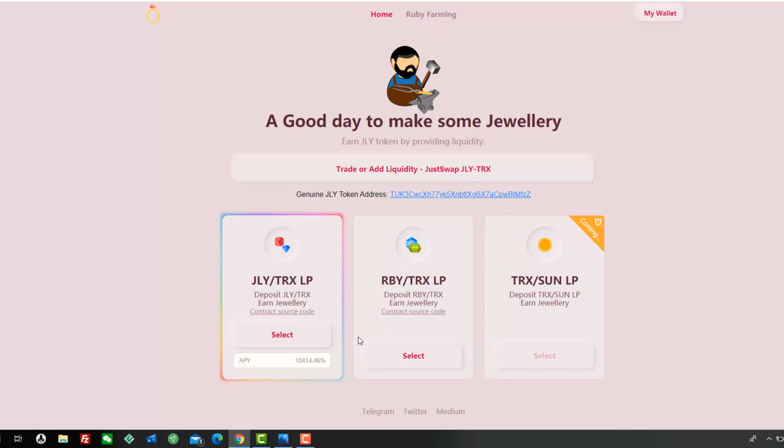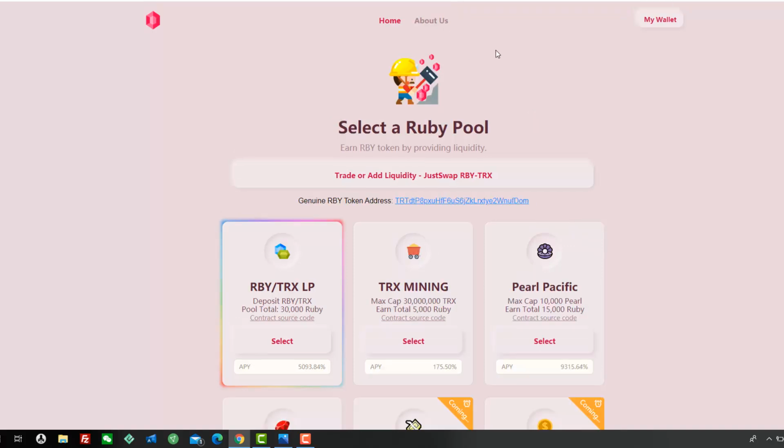This jewelry finance, again, I don't know why they've got two sites, but this other ruby finance, they got like two links up here. I don't know why they would do this, but anyway, maybe it's just mining Sun. It's got this Sun one here, but it's got this link to ruby farming, and this is the one I want to talk about, okay?